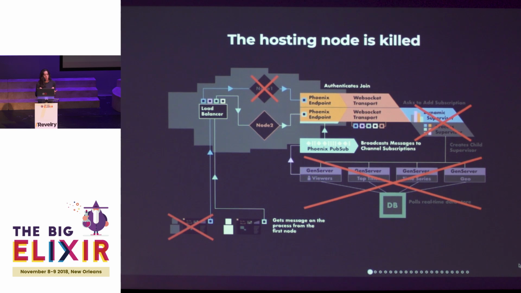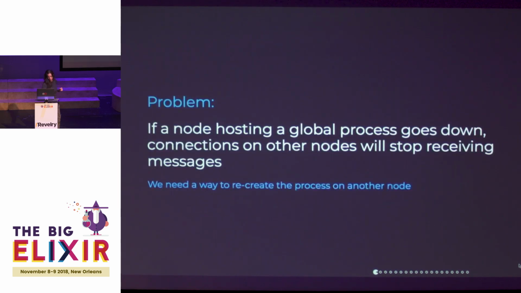But what happens when one of our nodes dies? Especially one of the nodes that is hosting a global process. Something happens to the AWS region. I don't know what happens. Something goes horribly wrong. Well, that second user stops receiving messages altogether. Their dashboard is no longer updating. It's not good at all.